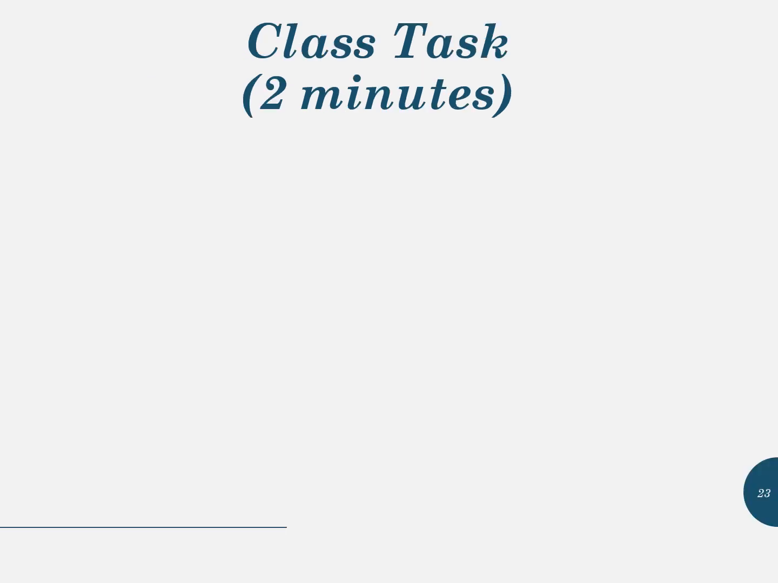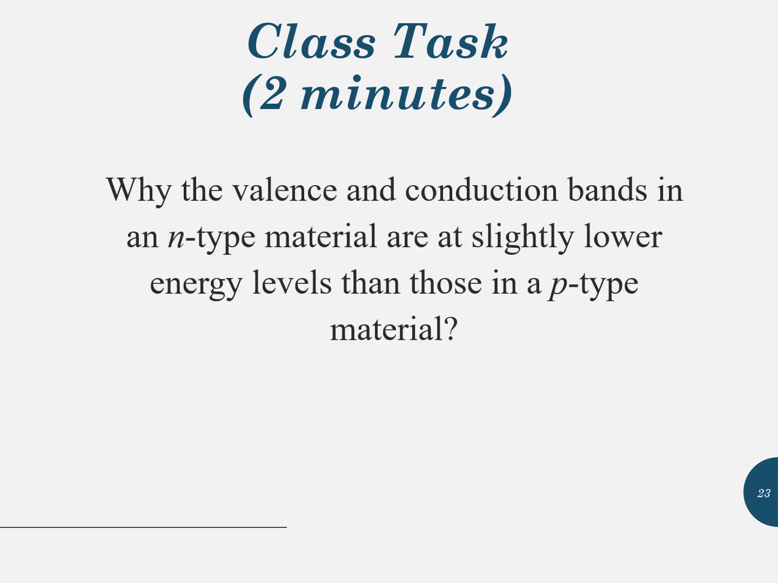Now, here is your class task. Why are the valence and conduction bands in an N-type material at slightly lower energy levels than the valence and conduction bands in a P-type material? Take 2 minutes to complete this task.